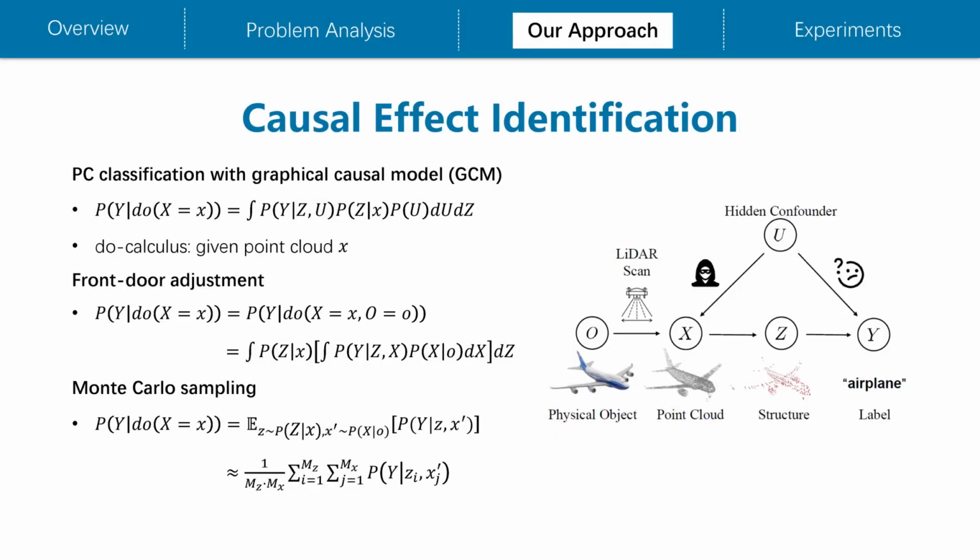To complete the causal effect identification for PC classification, we then leverage the graphical causal model, GCM, framework, and the front door adjustment technique to formally define and estimate the causal effect. For the ease of actual implementation, we apply Monte Carlo sampling to approximate the causal effect identification formula.